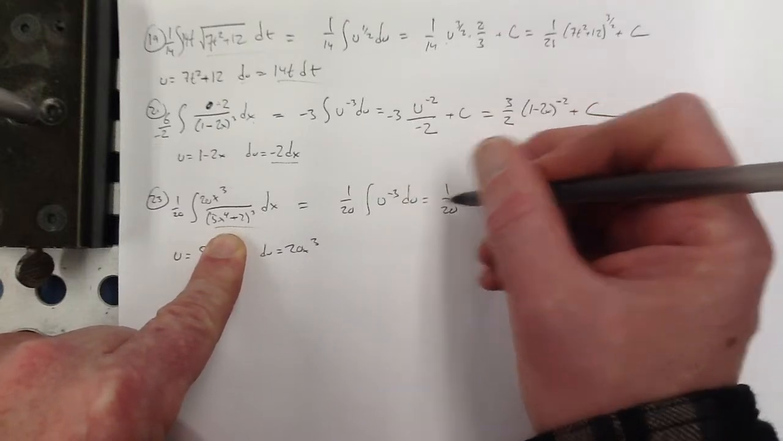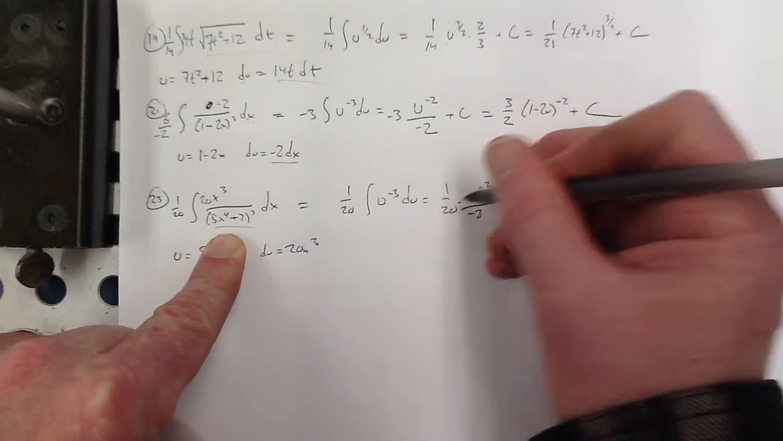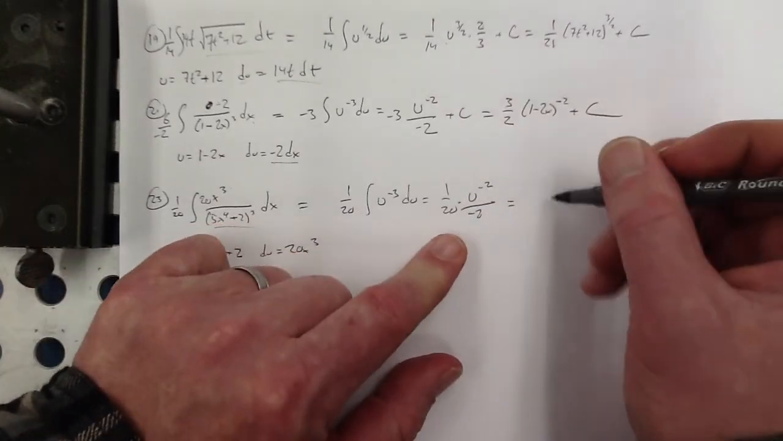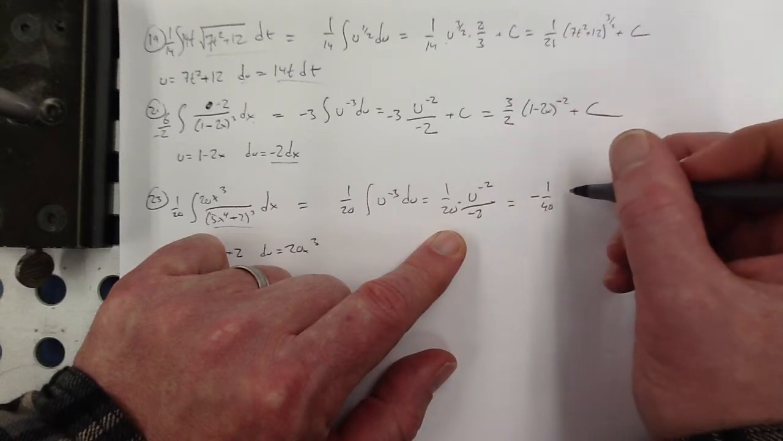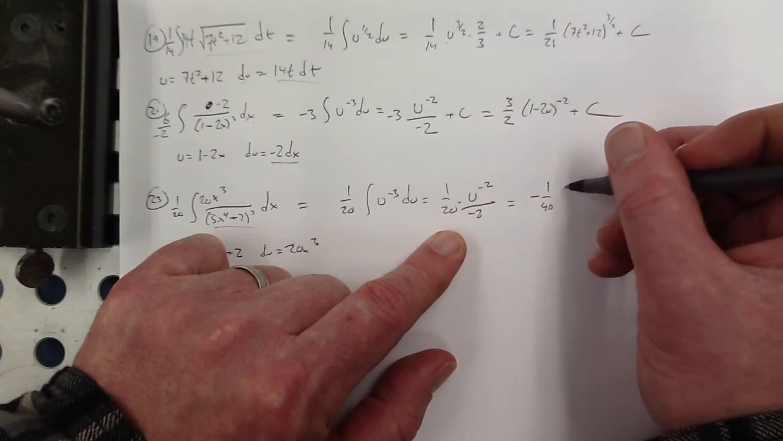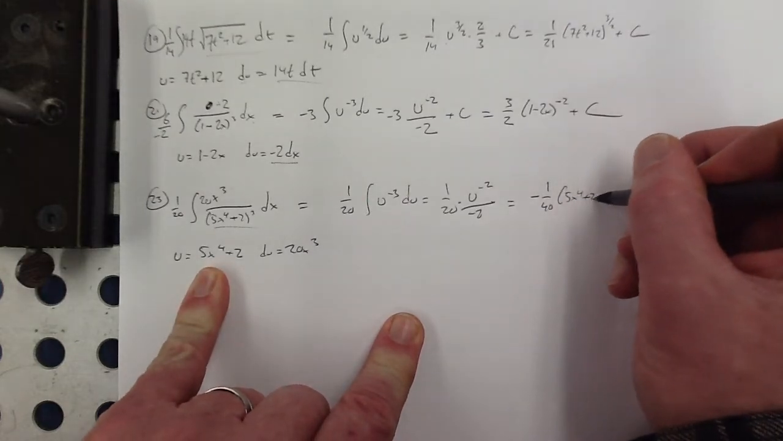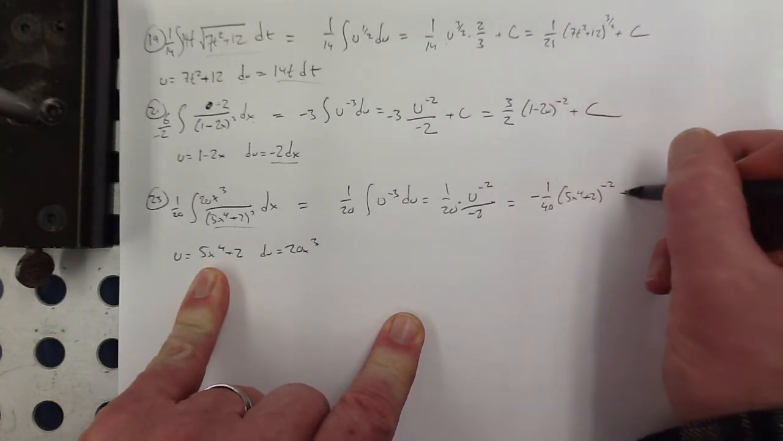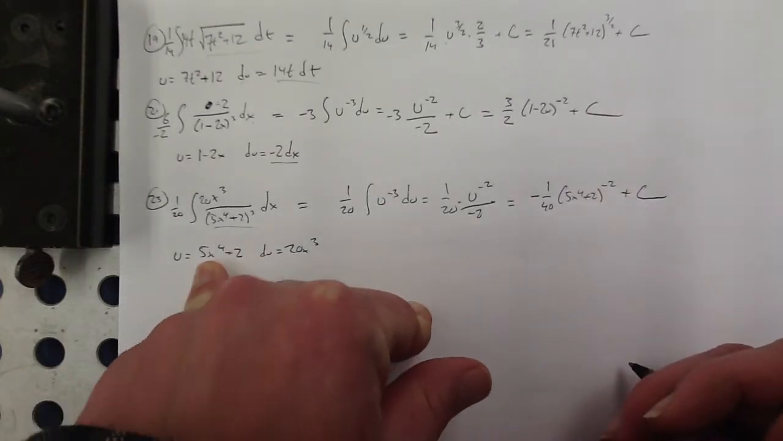So that's u to the negative 3, add 1 to the exponent, divide by the new exponent. So looks like I have negative 1/40th times u to the negative 2. Check that. Yep.